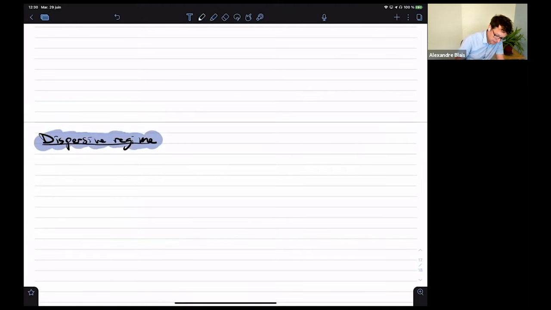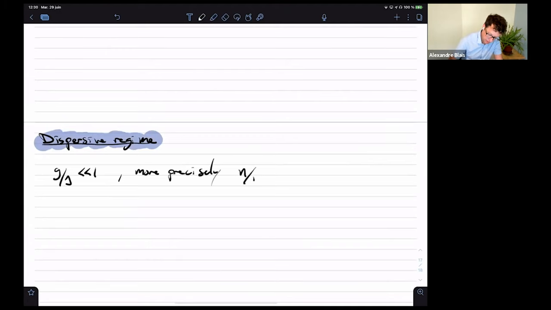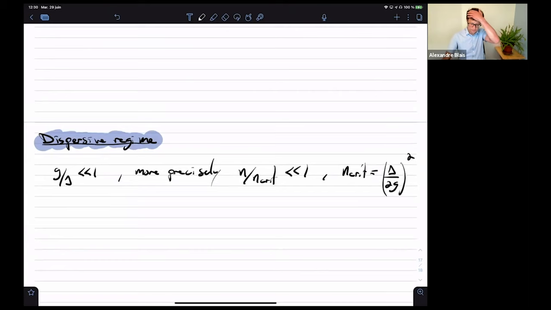So as I said, dispersive is realized for g over delta much more than one, but more precisely, in fact, it's really for n over n_crit much smaller than one, where n_crit is the critical photon number, which is given by this. And in the review, the RMP, we give a formula for this n_crit, which goes beyond two-level systems.